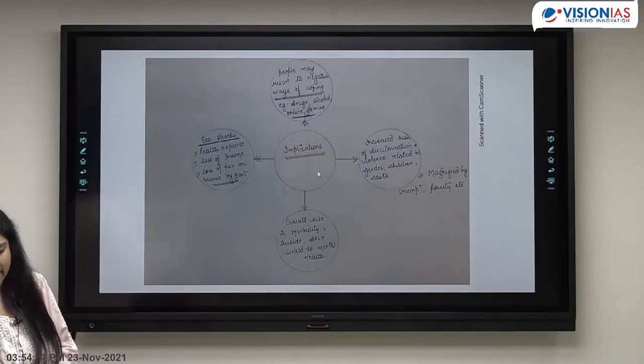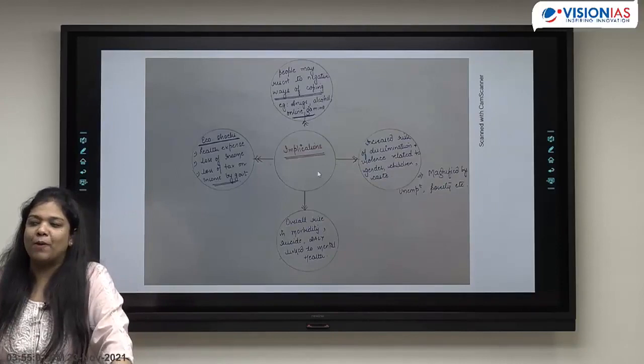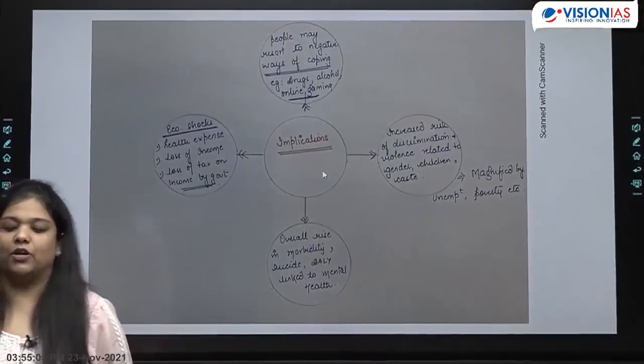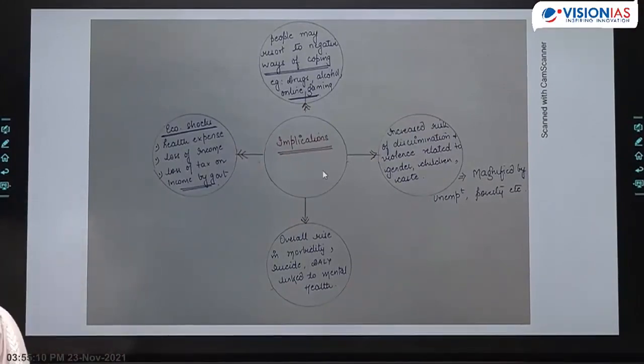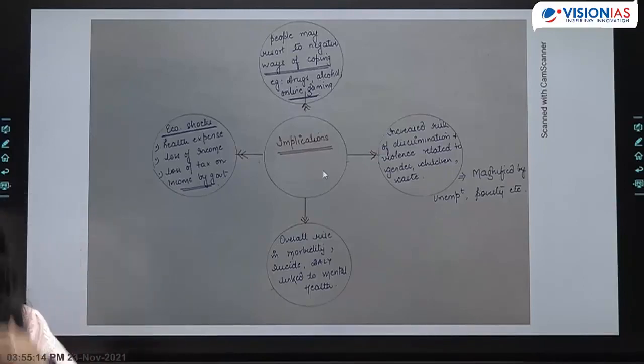क्या करें? Implications पढ़ो पहले. Many people, in order to cope up with these stress, might resort to negative ways, drugs, alcoholism, online gaming addiction. Again, that creates new set of problems. Then there is increased risk of discrimination and violence against, which is very specific to caste, children or gender. यही मैं कह रही थी.